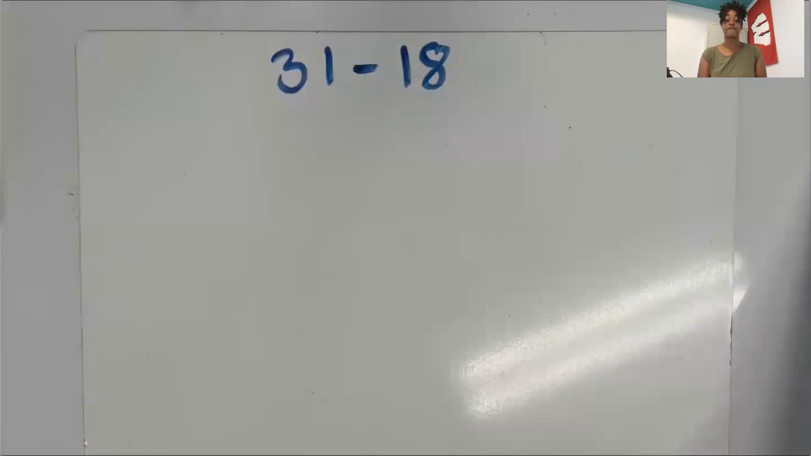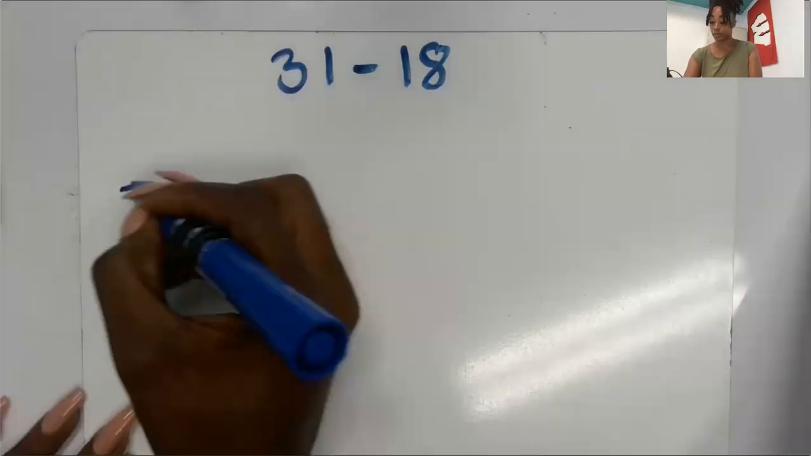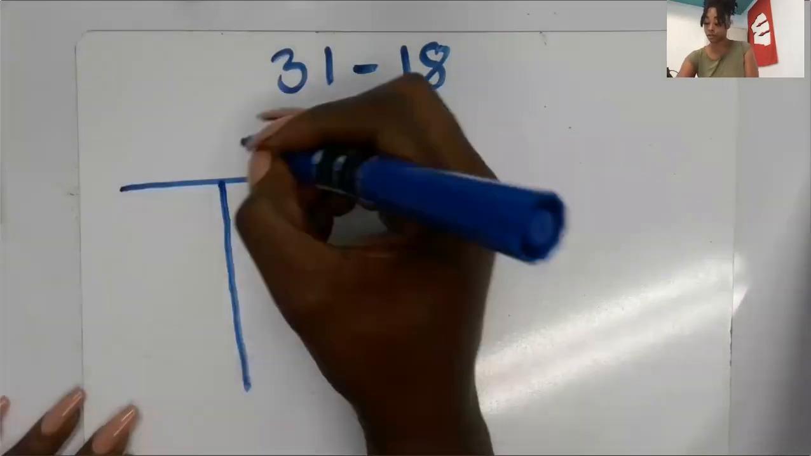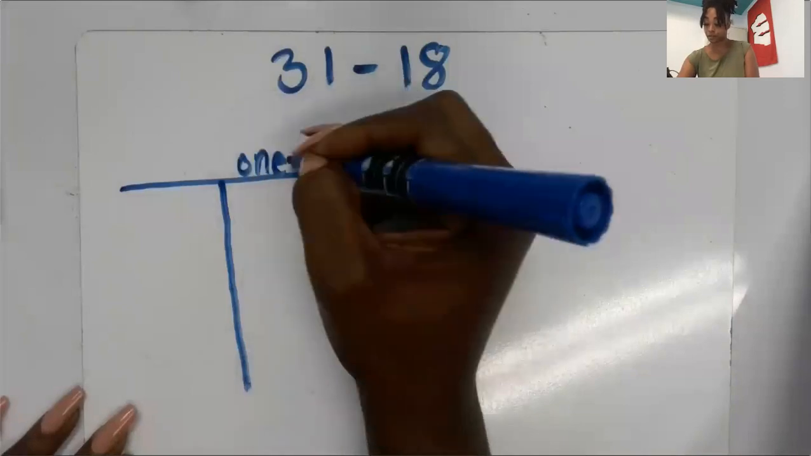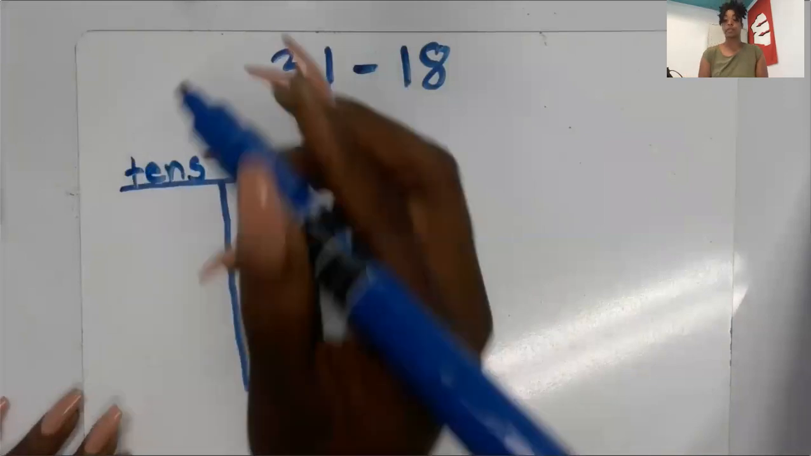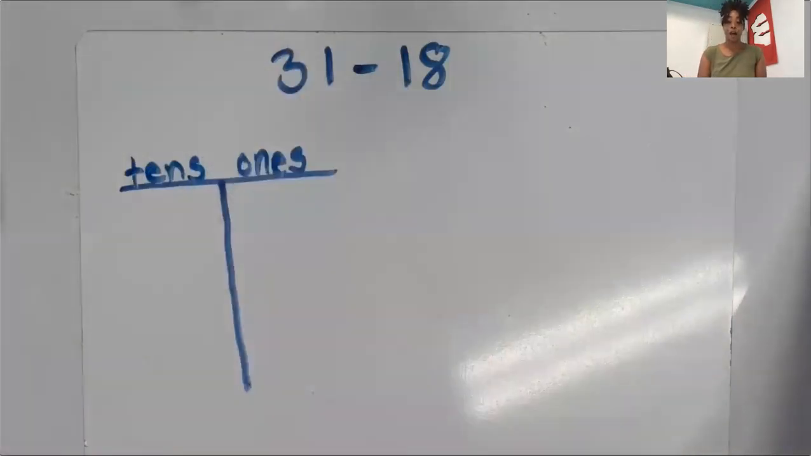First, draw a place value chart on your personal whiteboard like mine. Make sure you label your ones place and your tens place. Let's rewrite our problem in vertical form.